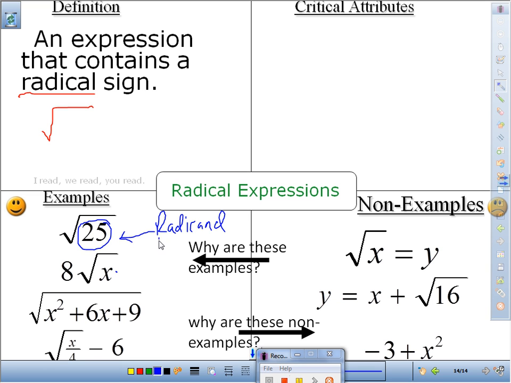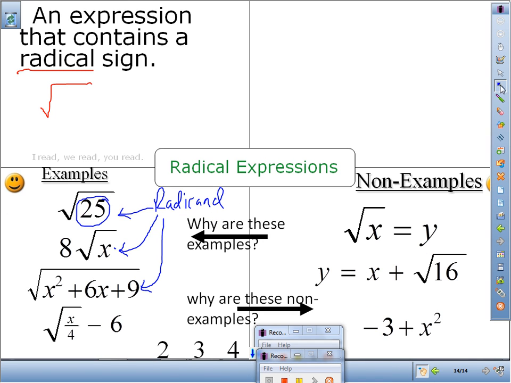This is called the radicand. Notice that the negative 6 is not inside, it's outside. That's why that's not called the radicand. Only whatever's inside of the root. So make sure you write that down.